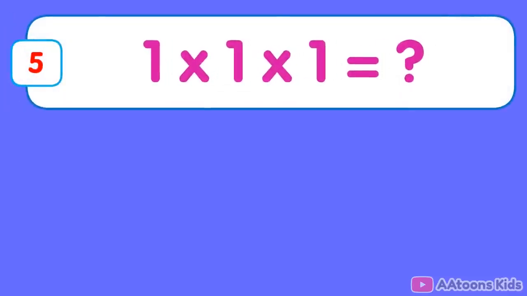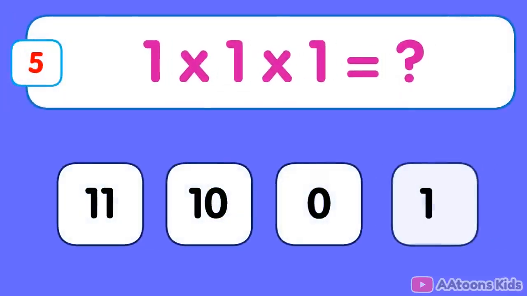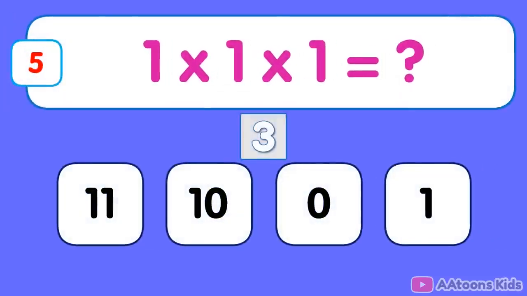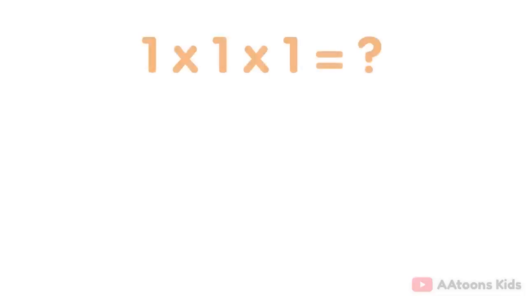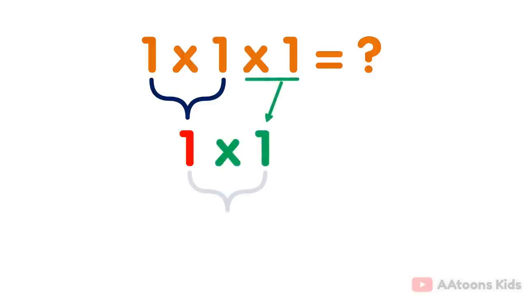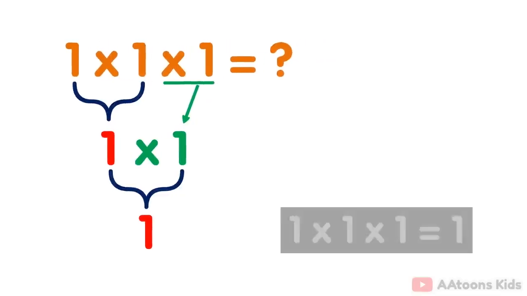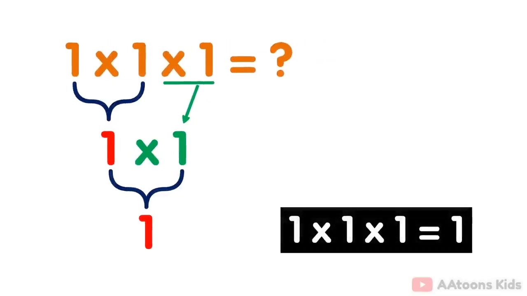1 multiplied by 1 multiplied by 1. 1. Simply multiply the numbers 1 and 1, which equals 1. Then you multiply the result 1 by 1. You will get 1. Therefore, the answer to 1 multiplied by 1 multiplied by 1 is 1.